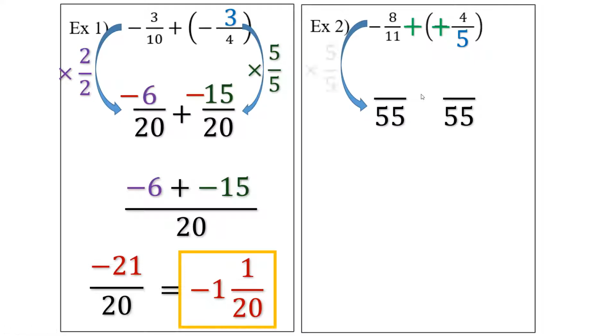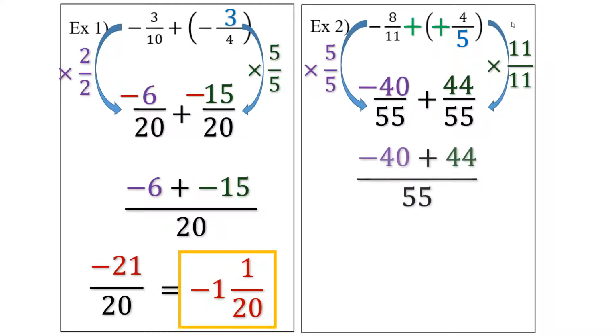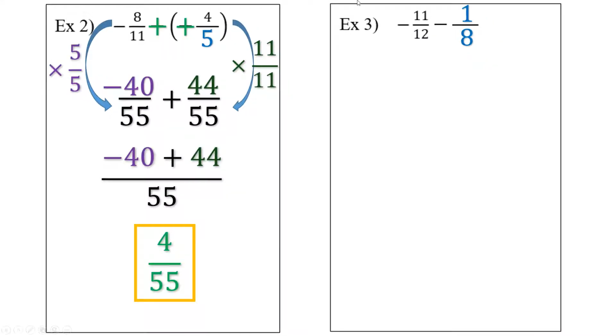Well, 11 times 5 is 55. So 8 times 5 is 40, and it's a negative. And then on the right side, 5 times 11 is 55. So 4 times 11 is 44, and this one's a positive. And because they are different signs, we are going to subtract. So 44 minus 40 is +4 over 55. This is still example 2, so now we're on to example 3.